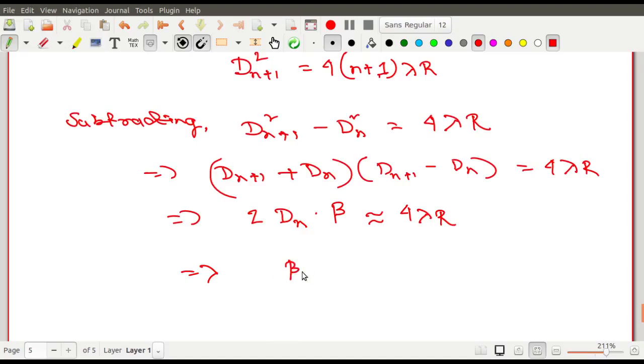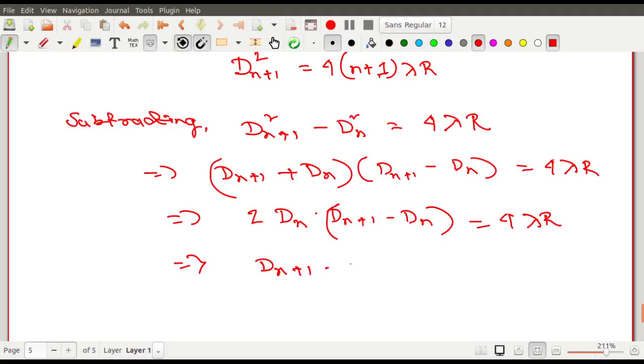So beta, I don't think that this will be called beta. This is not the fringe width. This is double of the fringe width. I will explain why. So let me call it d(n+1) minus dn only. This is 4 times lambda r. So that basically gives me d(n+1) minus dn equals 2 times lambda r divided by dn. 2 times lambda r divided by dn. Okay. Now what is beta?